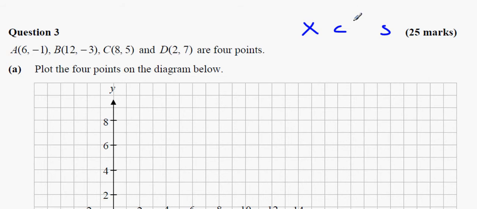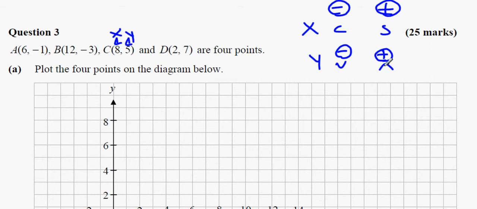So if it's to the left of the y-axis, it's a minus, and if it's to the right, it's plus. The y, so it goes x and y, and the y means how up or down it is. It's down if it's minus, below the x-axis, and if it's plus, it's above the x-axis. So let's have a look at this one.